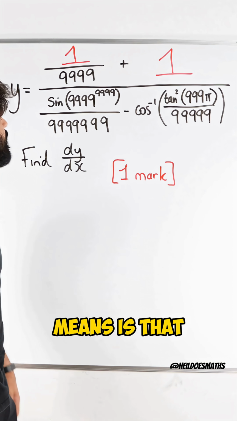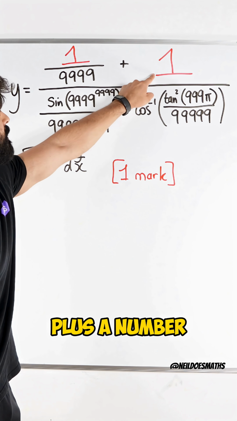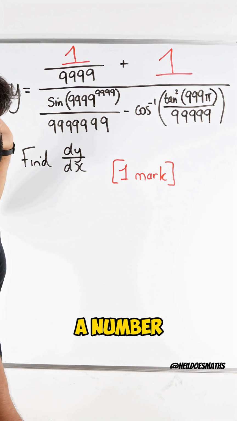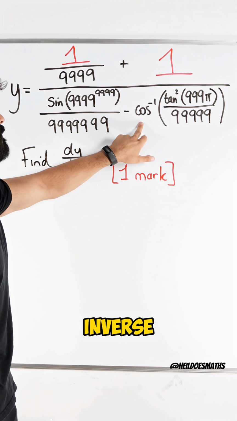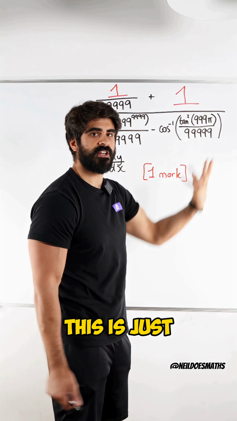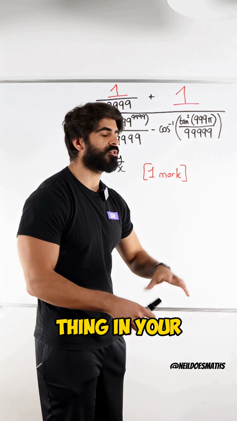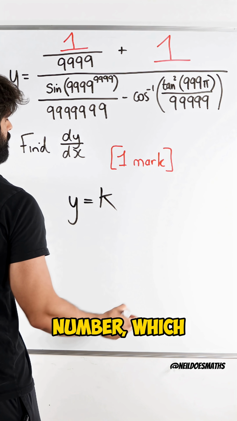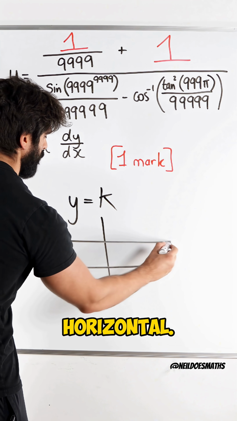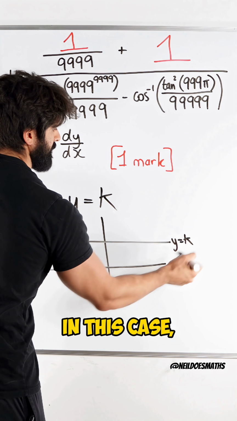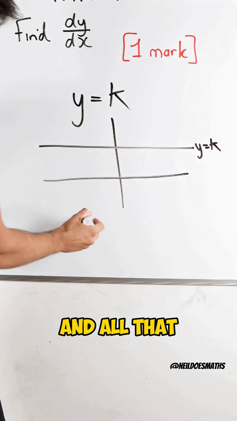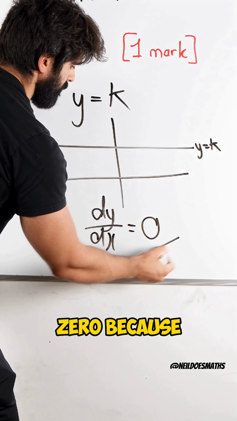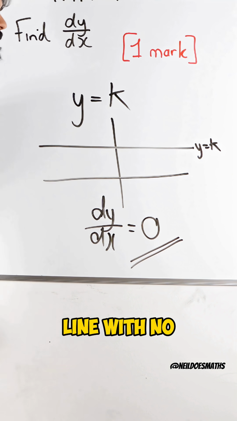Now all that means is that we're left with a number plus a number, all divided by sine of this number, which again is just a number, divided by another number, minus inverse cosine of this, which is just a number. You can actually type the whole thing in your calculator, which means this is in the form of y equals a number, which means it is completely horizontal, y equals k, in this case k being positive. All that is saying then is that our gradient function here is just 0, because it is a flat line with no slope.